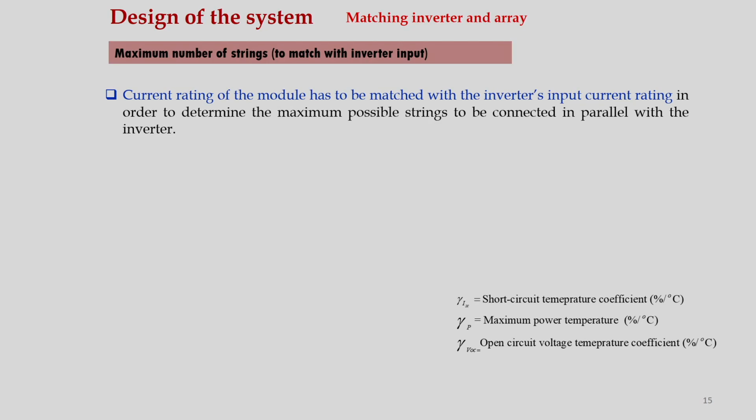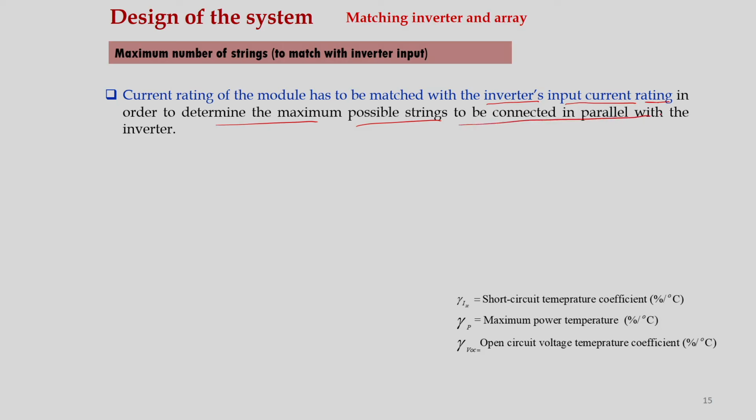Okay. So, now let us use this current rating. This current rating of modules has to be matched with the inverter input current rating in order to determine the maximum possible strings to be connected in parallel.